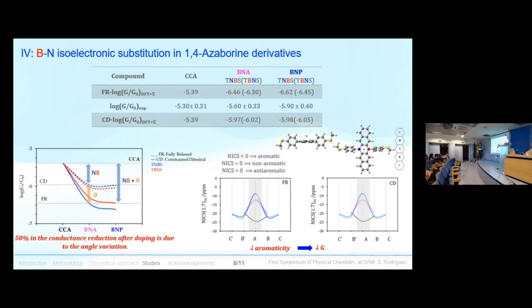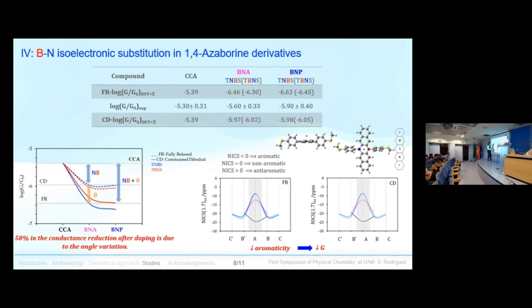So we wanted to know what is the effect of the aromaticity on the changes in the conductance that we saw. For this reason, I computed the nucleus independent chemical shift index, which is usually used in most cases to give an estimation of the aromaticity degree. I did that for each one of the central fused rings, in the two cases: when the molecule is fully relaxed and when the dihedral angle is constrained.